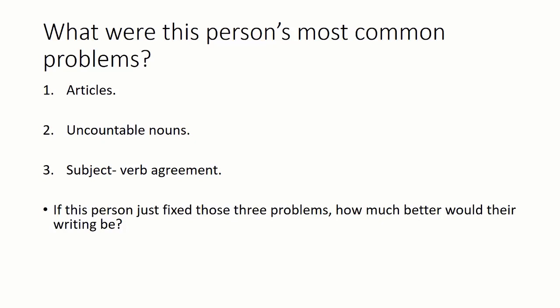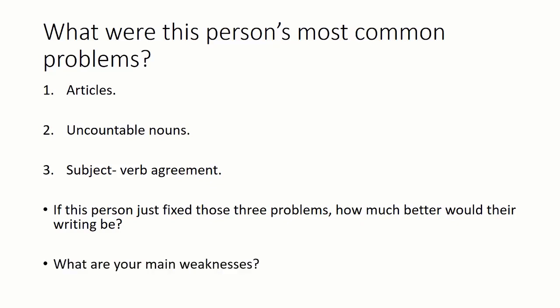If this person just fixed those three problems, how much better would the writing be? It would be infinitely better if they just fixed those problems, if they were aware of those problems, if they were aware of the rules of those problems, and they were aware that they were the mistakes that they were making. So if they were going through the course, their knowledge of these three areas is going to improve anyway. It's going to improve, so they're going to make fewer mistakes of these three things in the essay. But whenever they're checking their work, they will be aware that they're making these three mistakes, and they'll be able to check their work and fix those mistakes and improve their sentences.